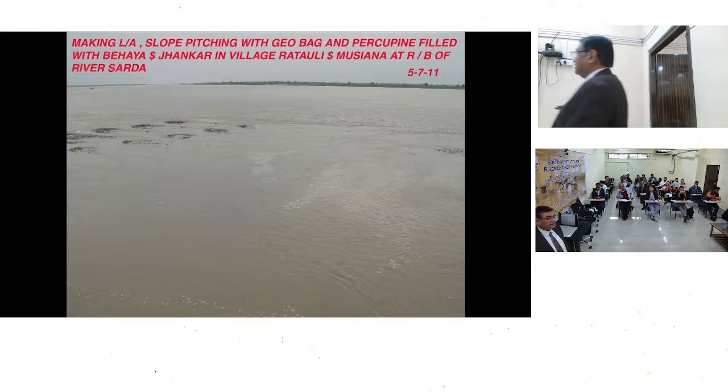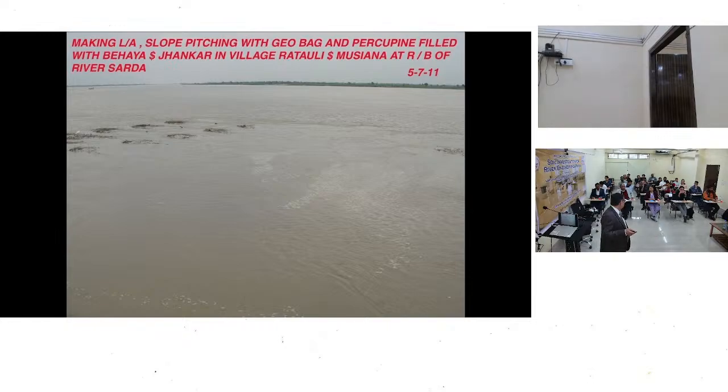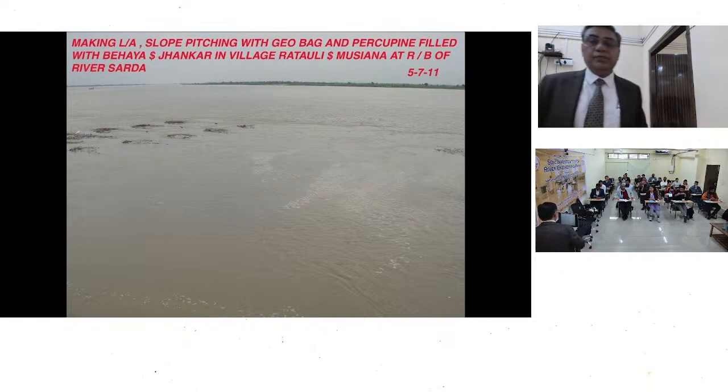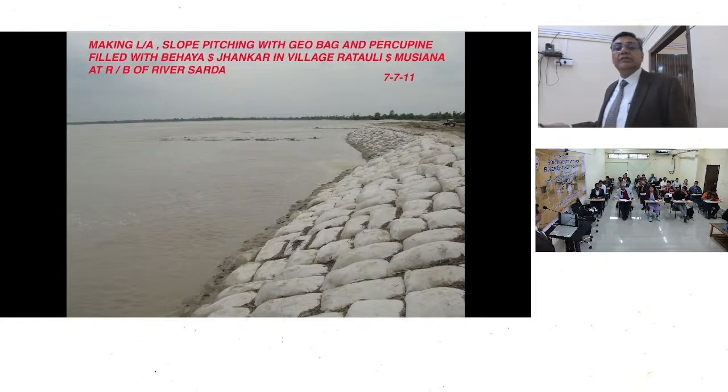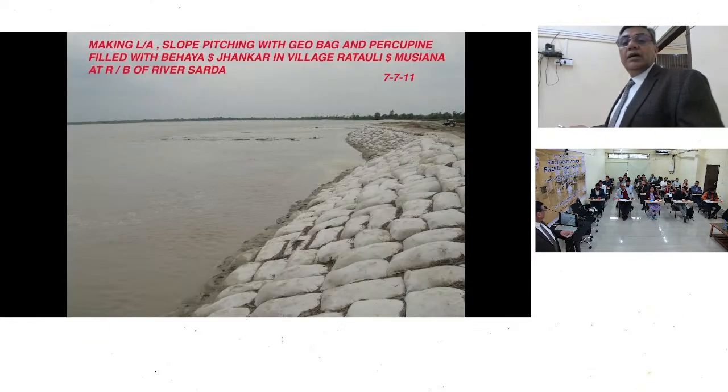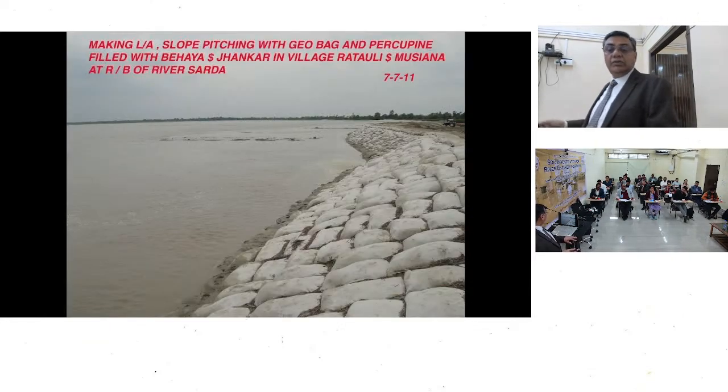If you see this image a bit carefully, you will find that these are my deflecting spurs, okay, and this is more like a still water condition. So what we have done is we have deflected the high current away from the bank. That's how we have done our bank protection work. Then on 7th, okay, and so this is how these works were done.